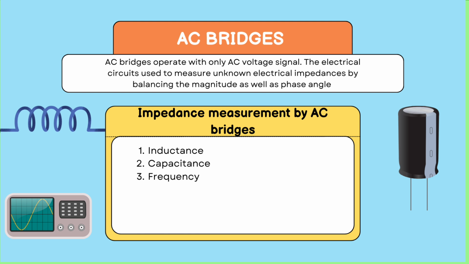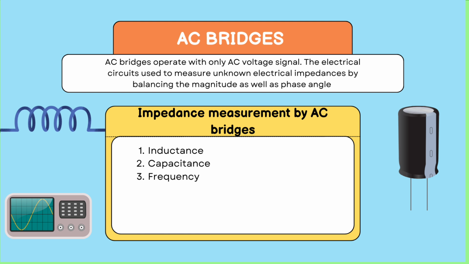Impedance measurement. AC bridges are used to measure the following electrical quantities. Inductance, the ability of a component to store energy in a magnetic field. Capacitance, the ability of a component to store energy in an electric field. Frequency, the number of cycles per second of an alternating current.